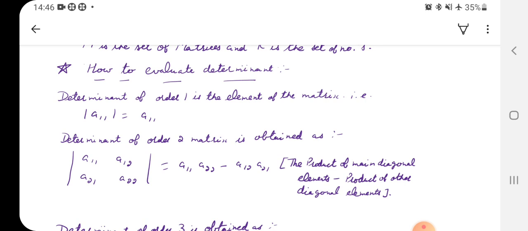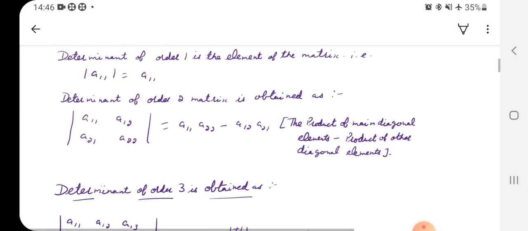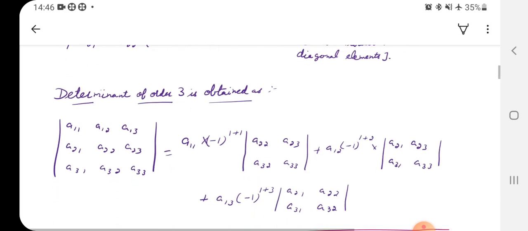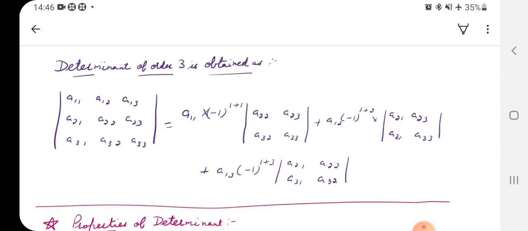Now determinant of a matrix of order 2 is obtained as follows. Suppose we have a general matrix of order 2: a11, a12, a21, a22. It will be the product of main diagonal elements minus the product of other diagonal elements. So it will be a11 a22 minus a12 a21, right? This is how you evaluate the determinant of a matrix of order 2, that means 2 cross 2. Now how do you obtain the determinant of a matrix of order 3, that means 3 cross 3?